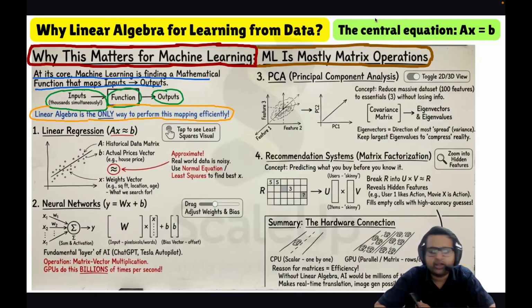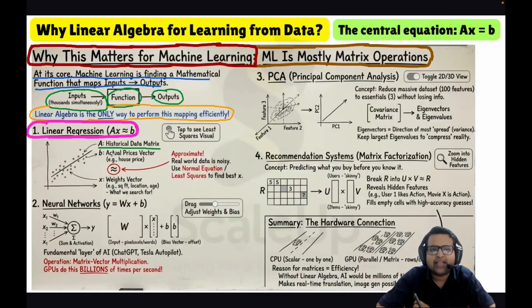If we talk about linear regression, linear regression is basically Ax ≈ b. In linear regression, we are predicting a continuous value, like a house price, based on the input features. In this central equation of linear algebra, Ax = b, the matrix A represents the historical data. In linear regression, this matrix A is the historical data matrix.